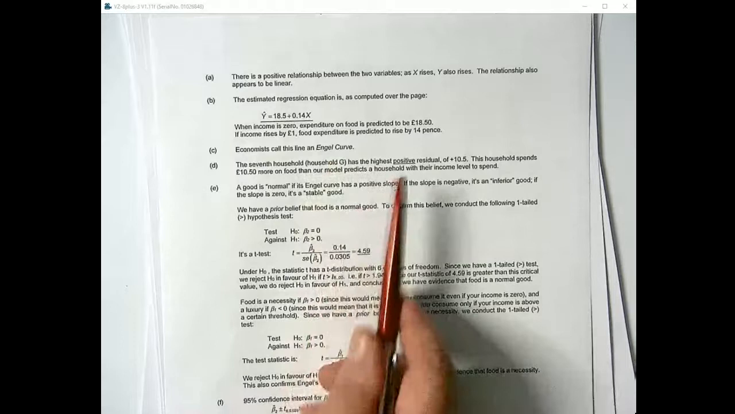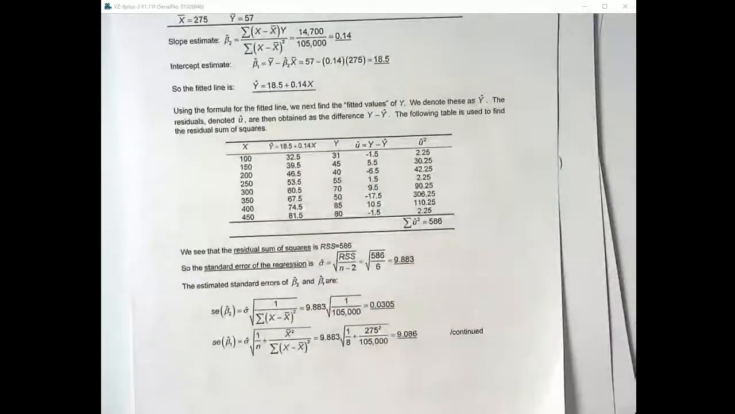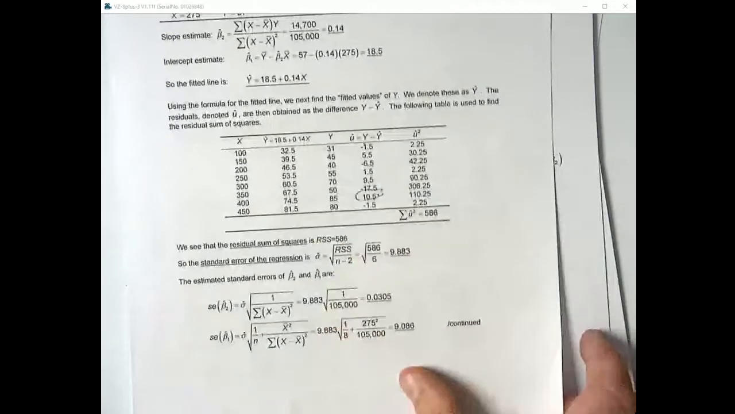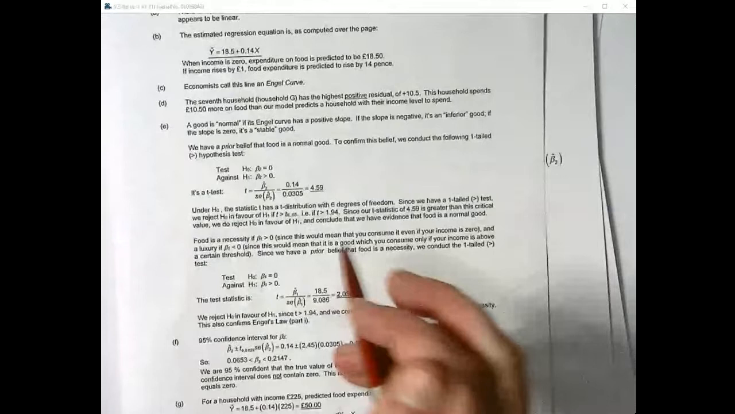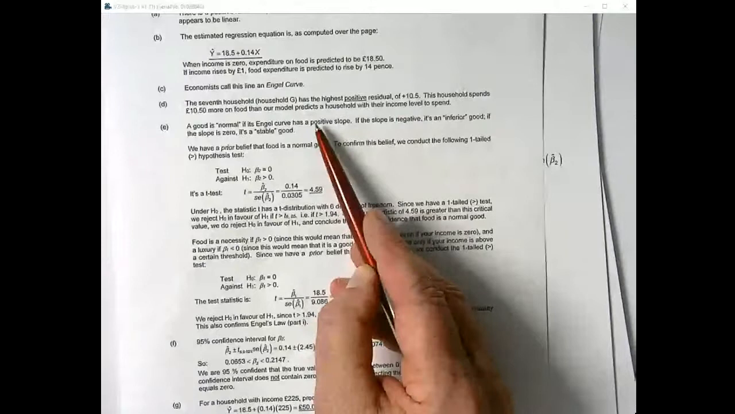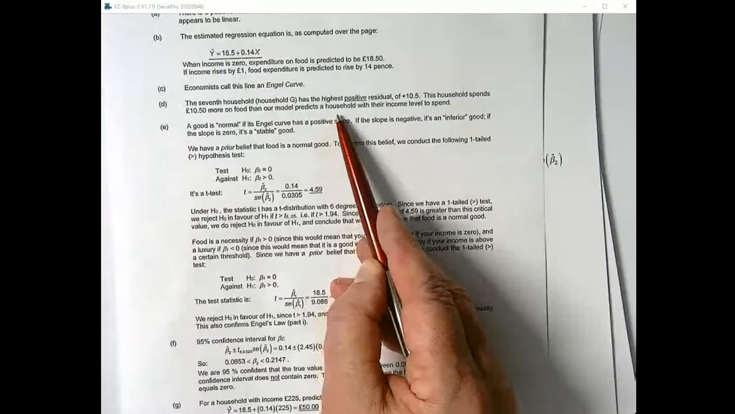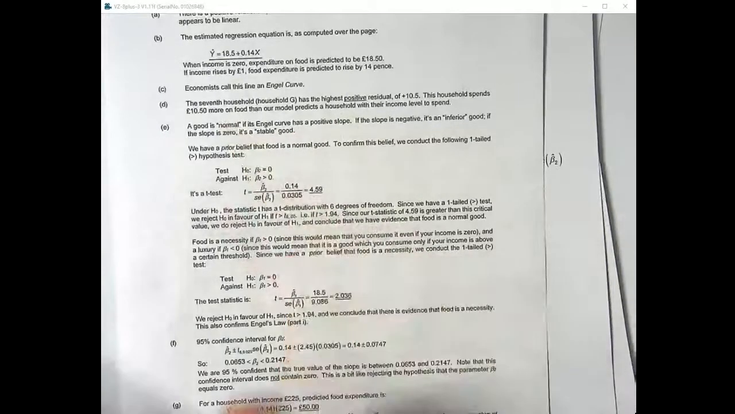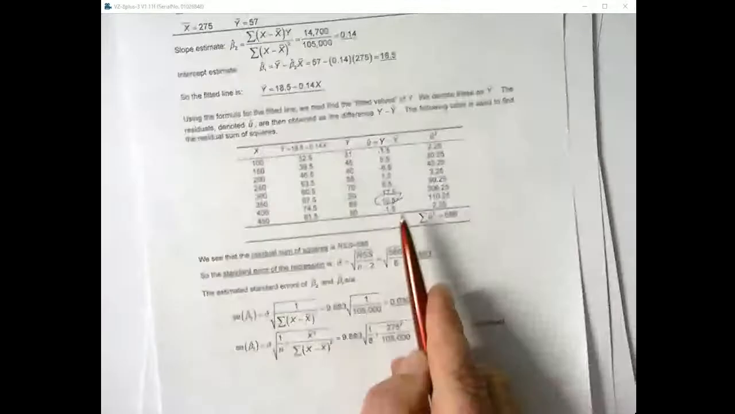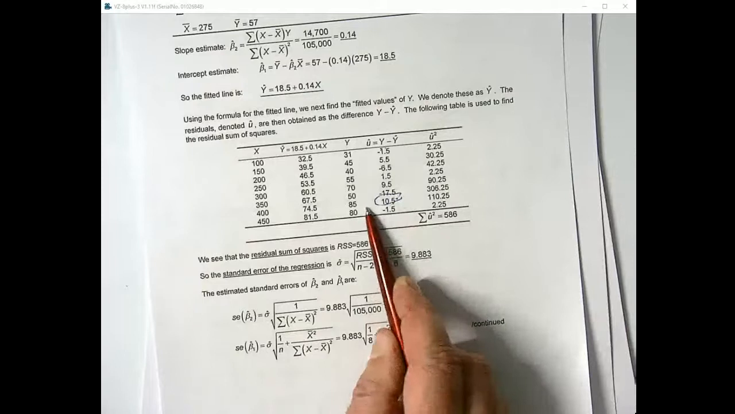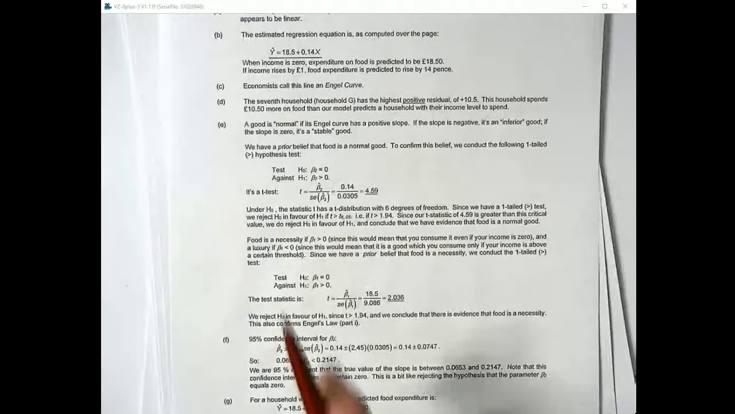Which household has the highest positive residual? Well, the residuals are here. It's the second last household, household G, which has a residual of plus 10.5. This household spends £10.50 more on food than our model predicts a household with that income level to spend. So basically that household spends more than we expect them to. The household before them spends less than we expect them to. So that's the interpretation of the residual: how far the observation deviates from the expectation.